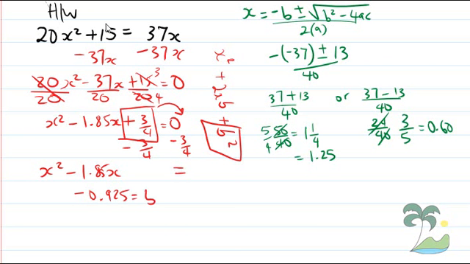But we want the b squared. So then we have to say, okay, minus 0.925 squared would be equal to positive, right? Because a negative times a negative is a positive. 0.8556, and that would be what b squared would be, right?